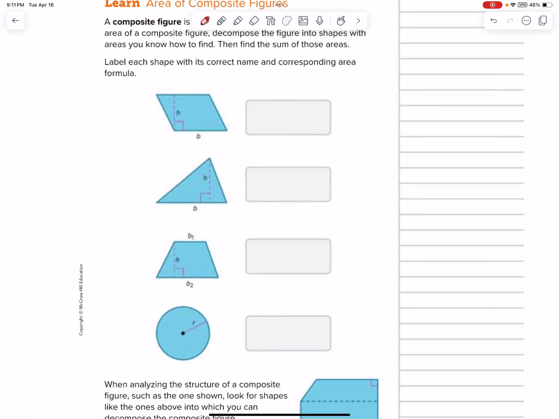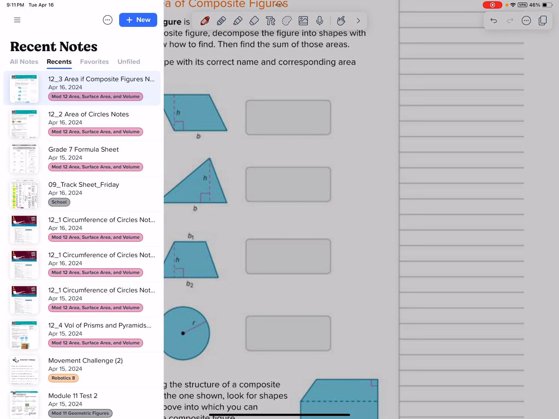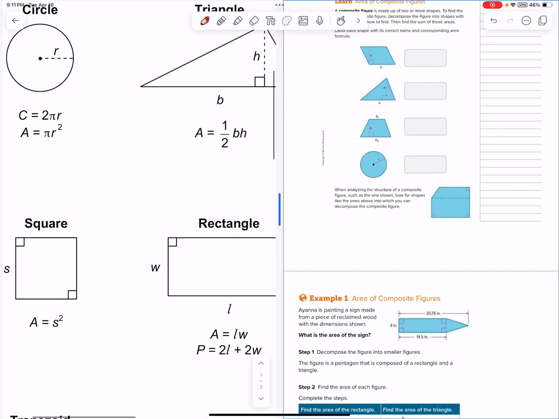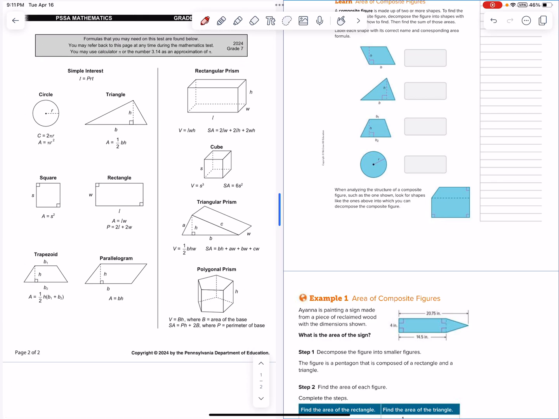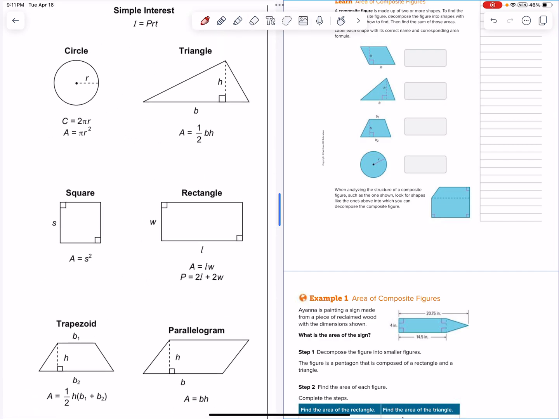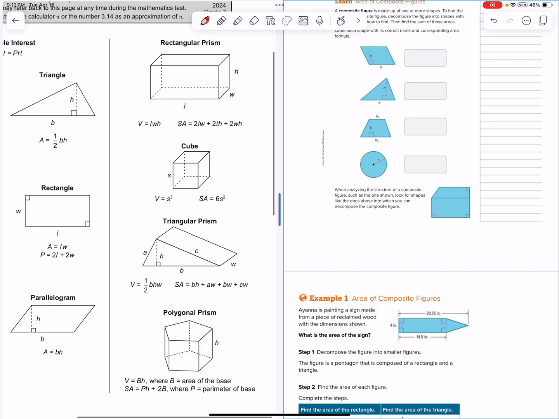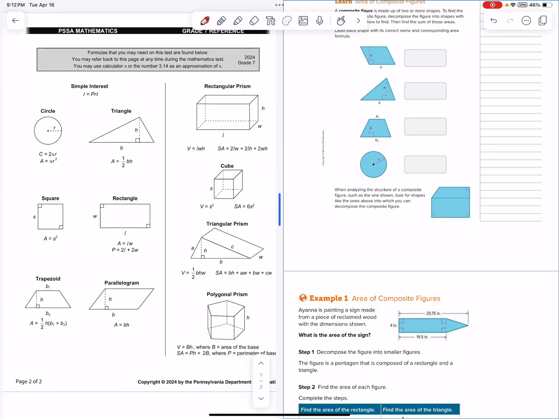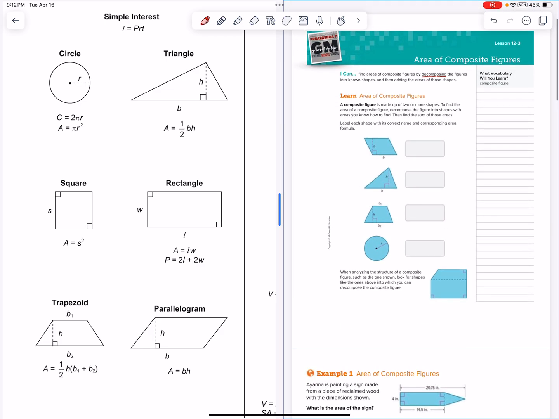So we're going to want to have your formula sheet handy. The reason is that to find the area of these shapes, you need to know what the shapes are. The way they organize your PSSA formula sheet is all the two-dimensional shapes are on the left and all the three-dimensional figures are on the right, and then they randomly have simple interest, I equals PRT. So we're going to be looking at all of these here to figure out the areas.